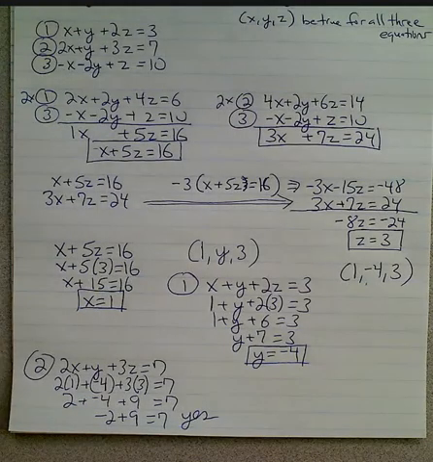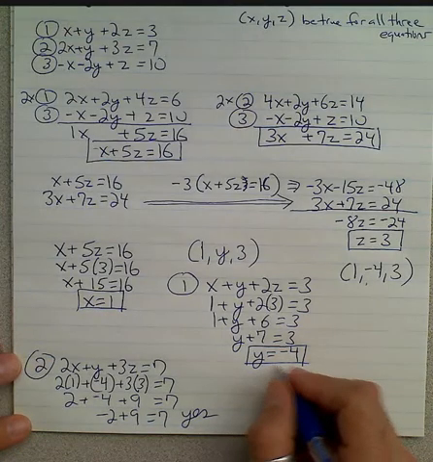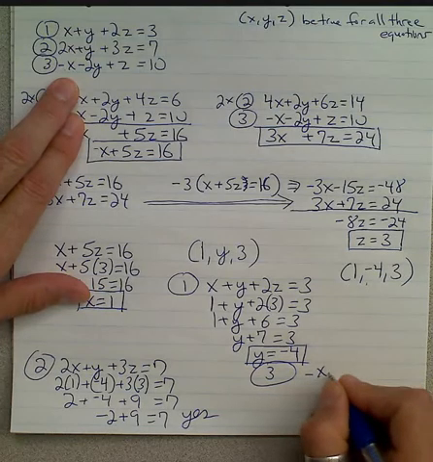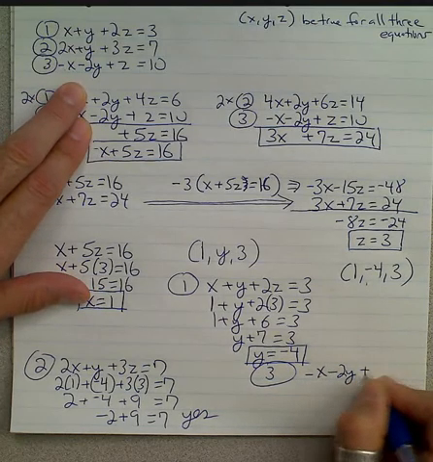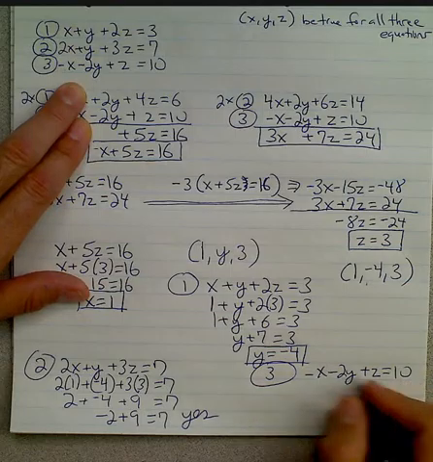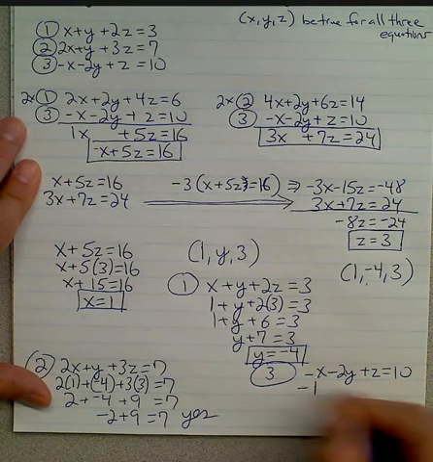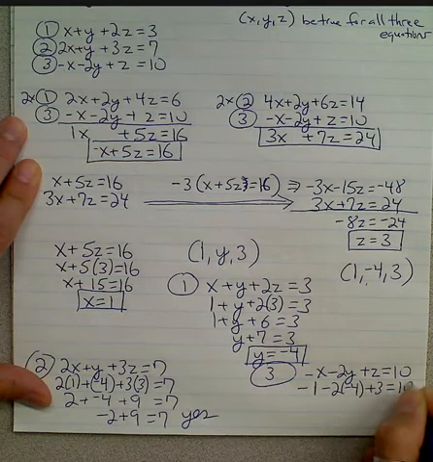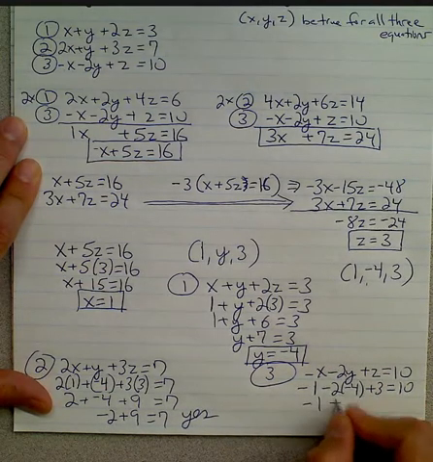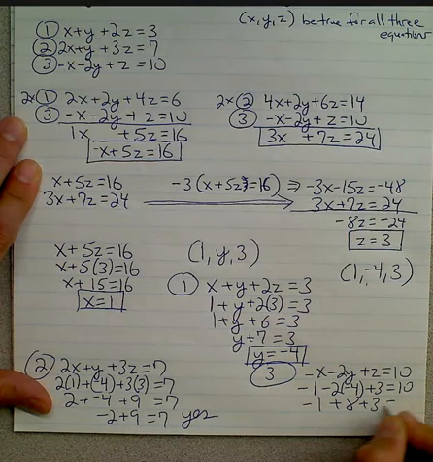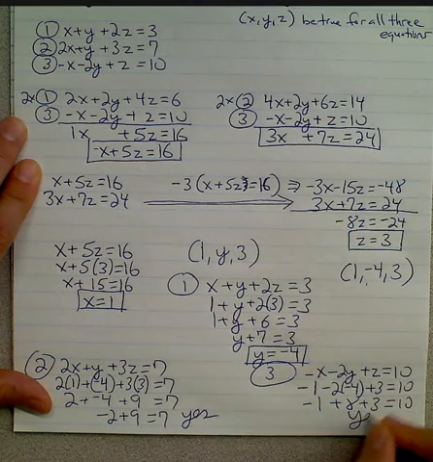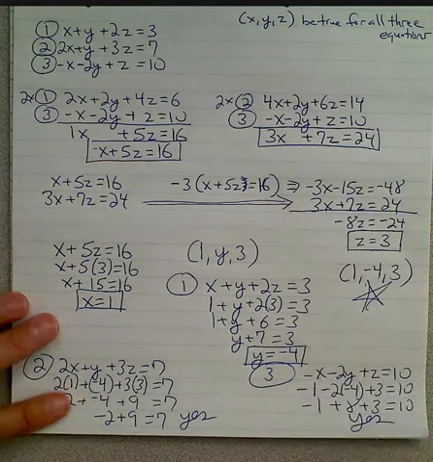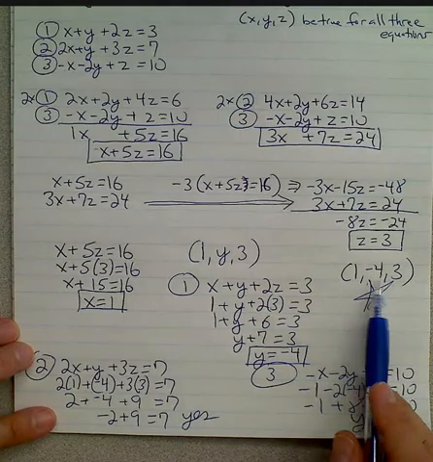So it works. I'm also going to check this in equation number 3 now. -x minus 2y plus z equals 10. If I substitute in the 1 for x, the -4 for y and the 3 for z, I'll have -1 plus 8 plus 3 equals 10, and that also works. So I know for certain that my solution is (1, -4, 3).